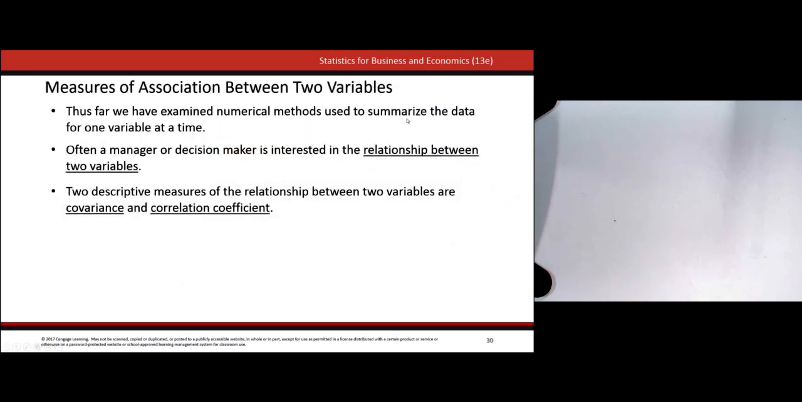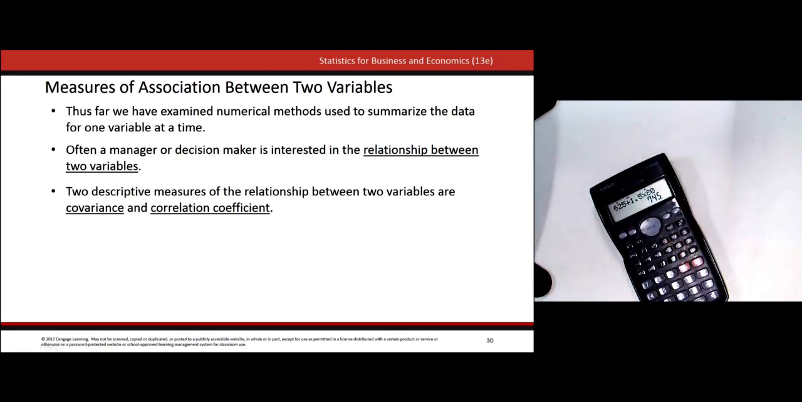Now we will discuss the measures of association between two variables, which are covariance and the correlation coefficient. These are the numerical measures of linear association between two variables. So we have examined numerical methods used to summarize the data for one variable at a time. But often we are interested in the relationship between two variables. So the covariance and the correlation coefficient are the numerical measures of association between two variables.